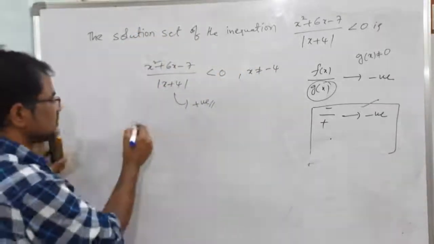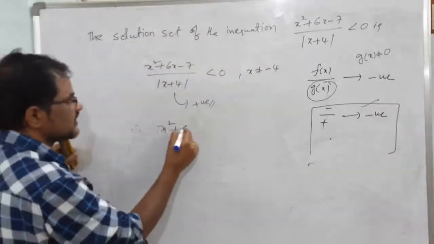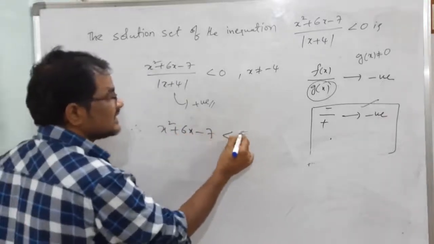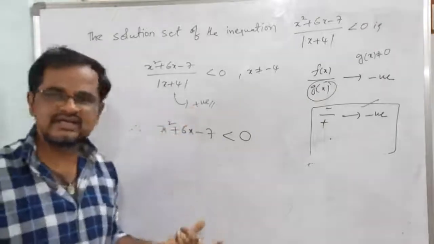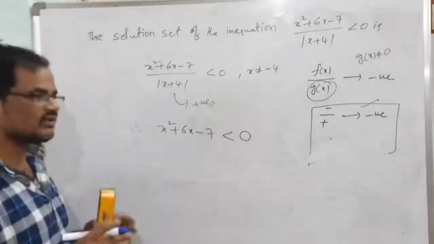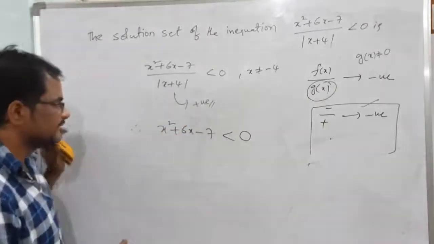So by that condition, what do we have to take? x square plus 6x minus 7 less than 0 you have to take, because here there is no chance to get negative. Now after that, what we have to do, listen carefully.